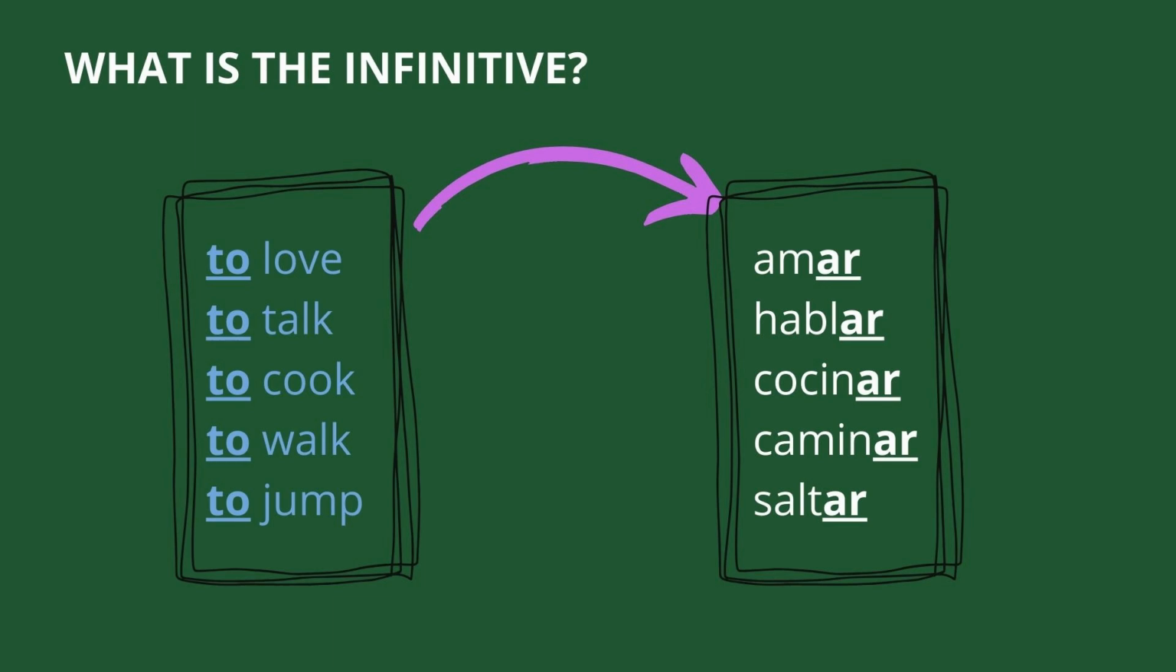Let's take a look at the right. Amar, hablar, cocinar, caminar, saltar. Ar. That's the infinitive termination. Now, the infinitive essentially is just like the naked version of the verb, the most basic one. In both Spanish and English, you add modifications to the infinitive in order to talk about the present, the past, the future, to form conditional structures, and much more.